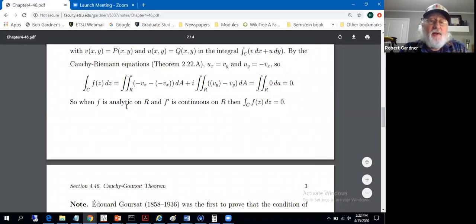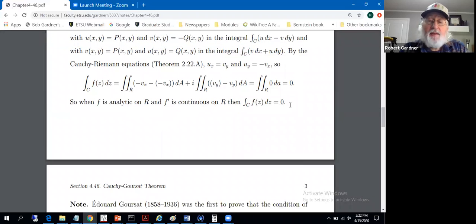And when we have an analytic function with a continuous derivative, which is different from what we had in the previous section, then we get an integral of 0. In the previous section, we talked about continuous functions with antiderivatives. There's no mention of antiderivatives in this. There's a requirement of continuity of the derivative, but nothing about antiderivatives.